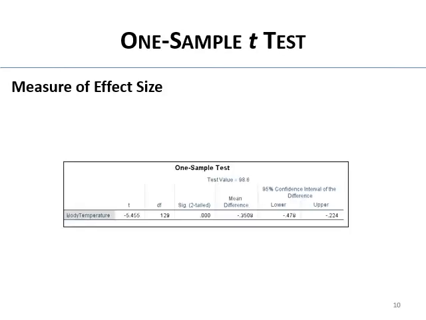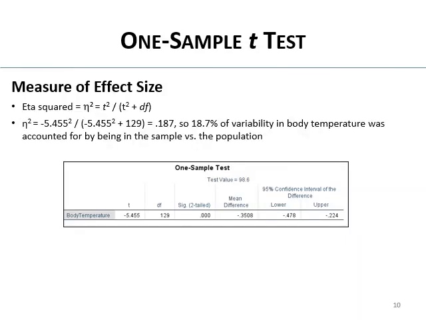The measure of effect size, again, eta squared. How do we calculate it? Well, all the stuff's kind of here on the output. We just got to figure out where to get it. That's the formula. I've filled it out here. We get 0.187, turned into percent just for discussion. It's 18.7% of the variability in body temperature is accounted for by being in the sample versus the population. Where does it come from? So T came from there. So remember, don't forget to square it. There is our degrees of freedom.